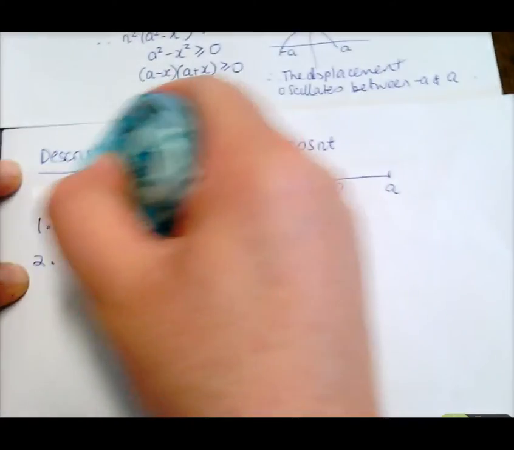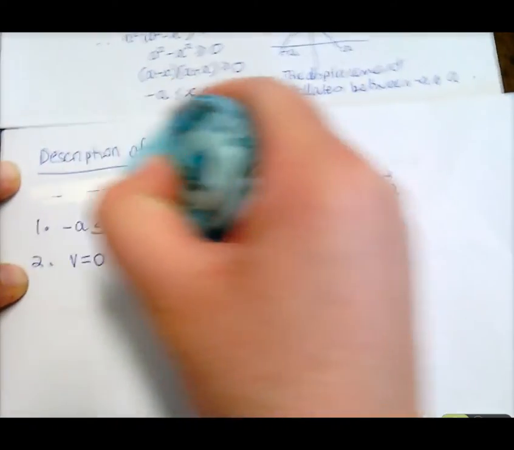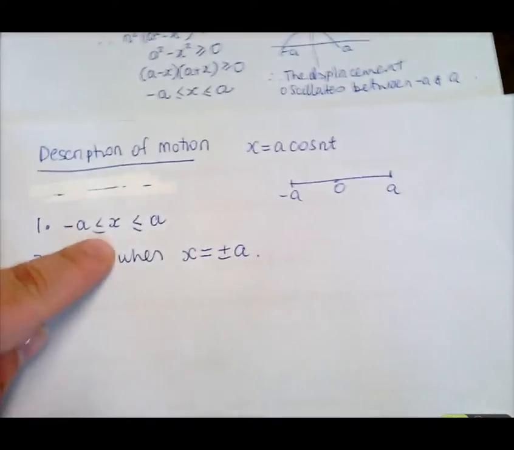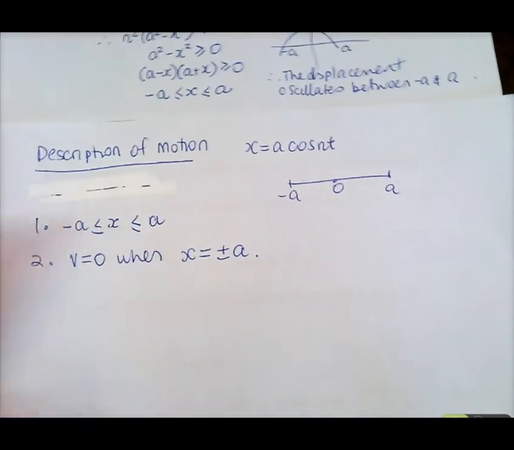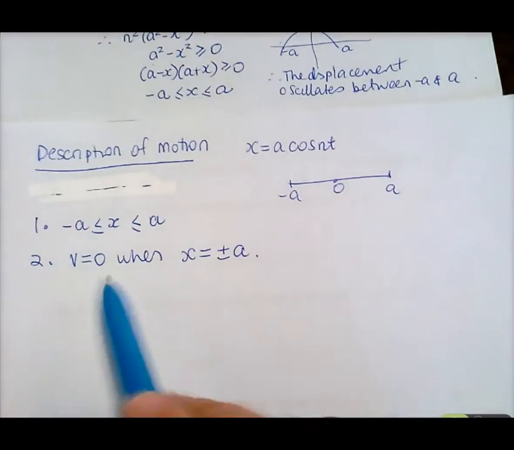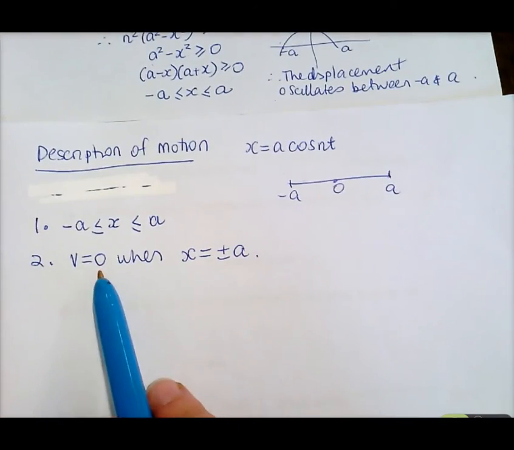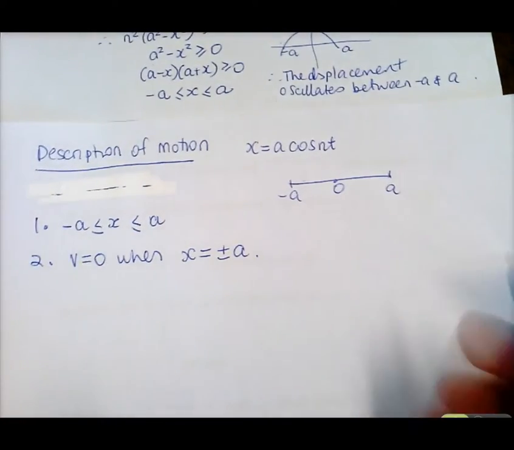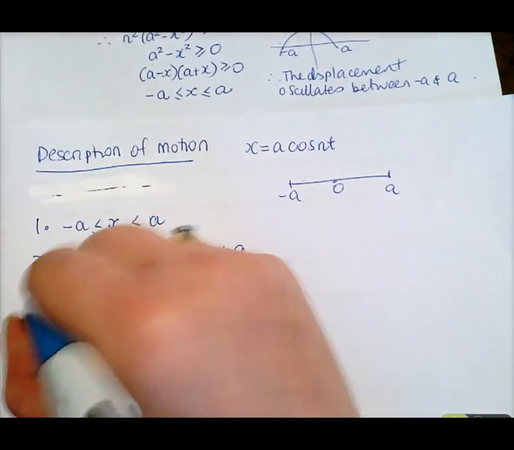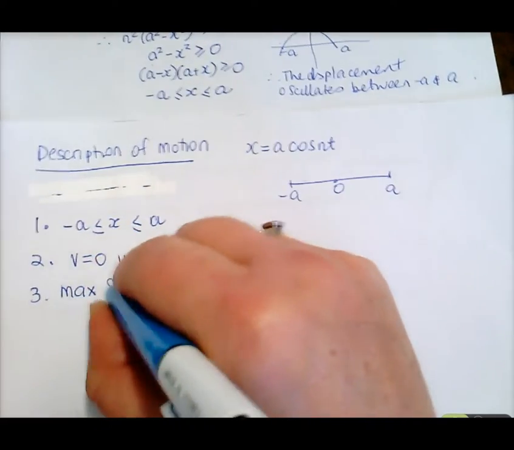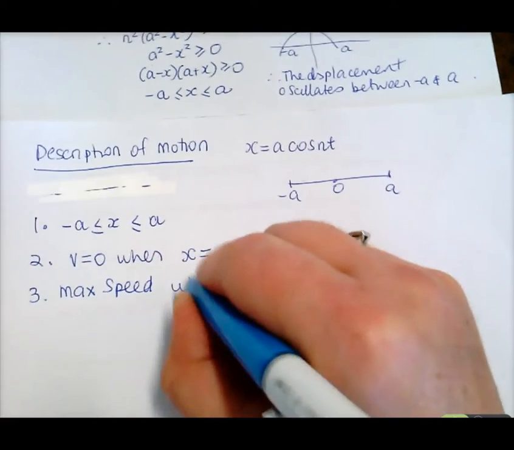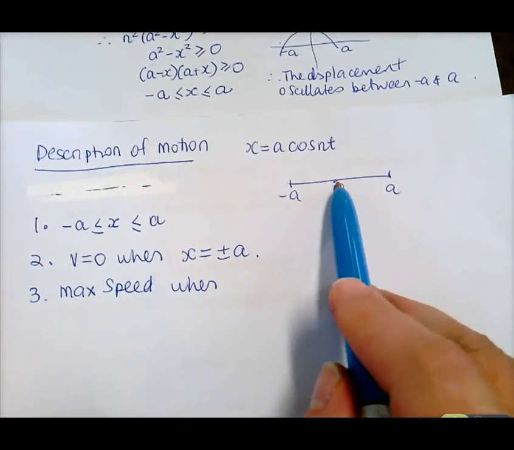Describing the motion, we've talked about this before as well. The particle displacement is between negative a and a. It stops, the velocity is 0 at the extremities at x equals a and negative a. When do we have maximum speed though? So maximum speed is when, where?